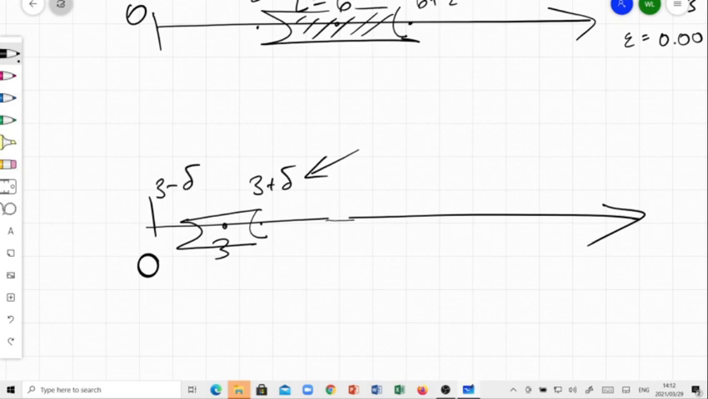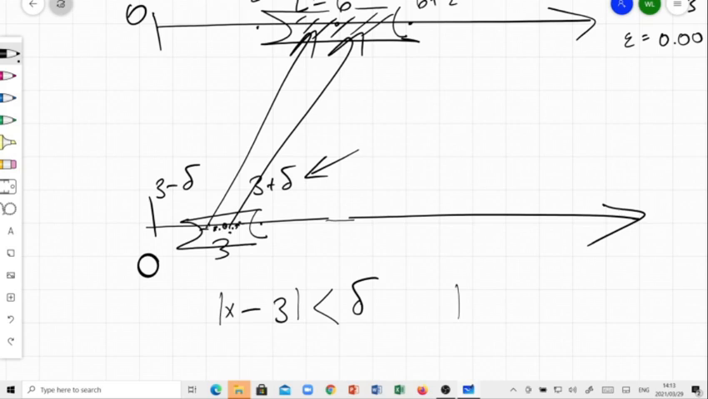So for all my x's whose distance is within delta of 3, without exception, if I calculate f of x on them, if I double them up, if I double any x without exception, those doubled up x's must stay within 0.001 of 6 without exception. So this is what we call staying close to.